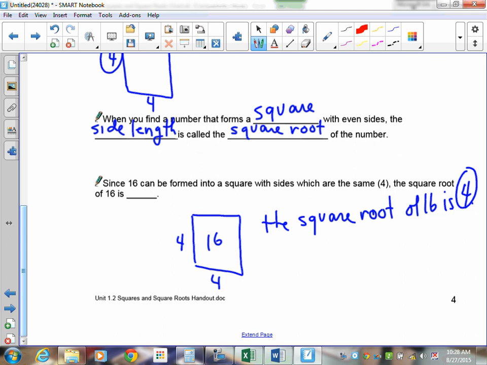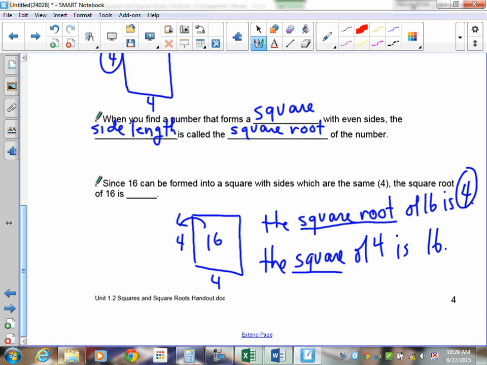You start with 16, the root of it, the square root of it, going down, is 4. Okay? We know that the square of 4, this is another word you have to know, square root and square. When you're asked to find the square of 4, make it into the square. Well, the square of 4 is 16. Those are the two things you have to know. One is finding the side length from the area, going this way, and the other is finding the area from the side length, going in.